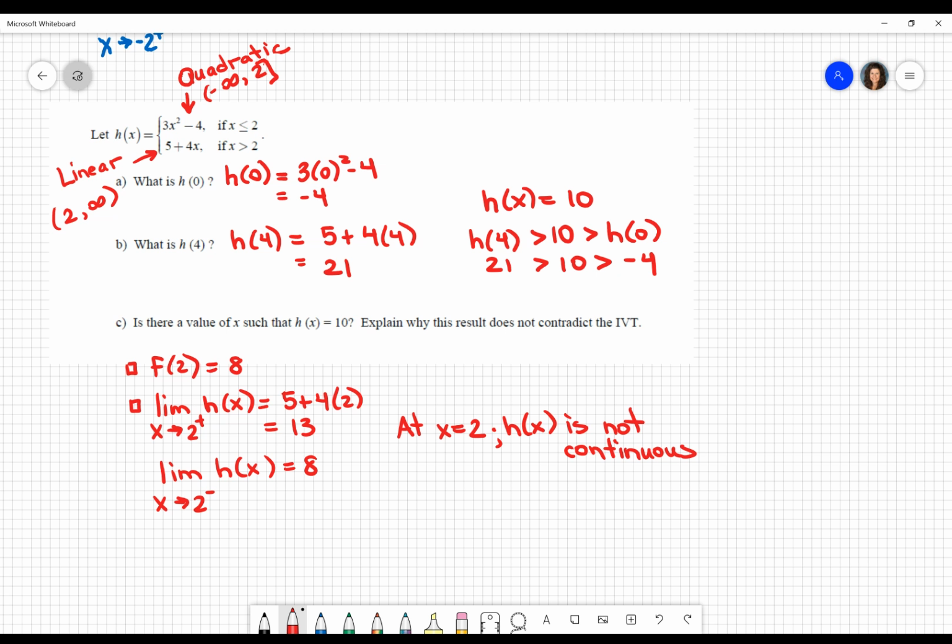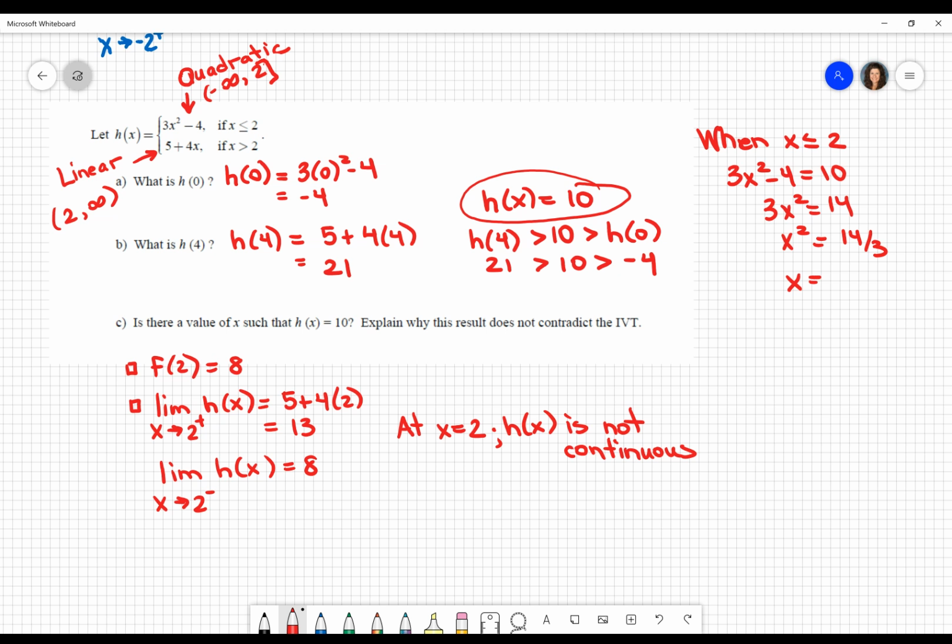Well, my question is, does 10, the value of 10, actually occur when x is less than or equal to 2? Let's see. So when x is less than or equal to 2, will 3x squared minus 4 ever equal 10? Well, I get 3x squared equals 14, x squared equals 14 thirds, take the square root. So actually, when x is square root of 14 thirds or negative square root of 14 thirds, then this function will be equal to 10.